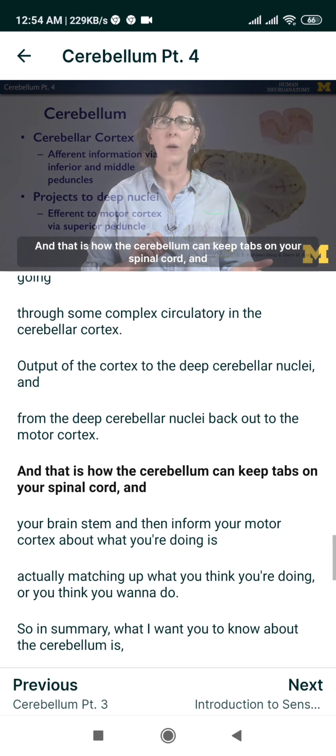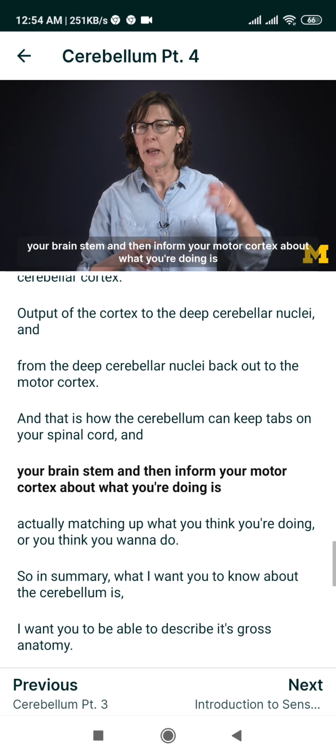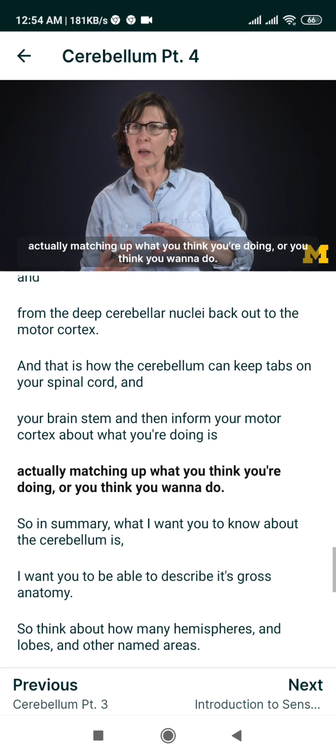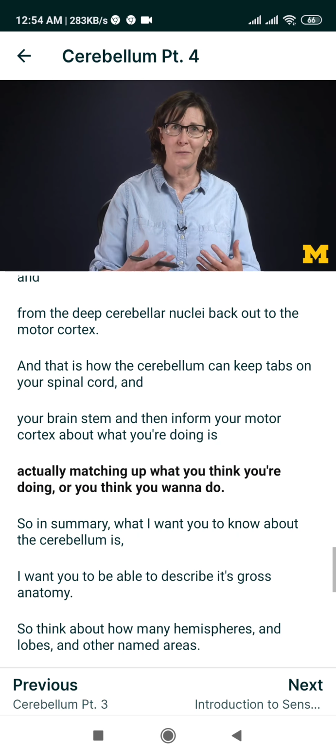And that is how the cerebellum can keep tabs on your spinal cord and your brainstem, and then inform your motor cortex about how what you're doing is actually matching up with what you think you want to do.